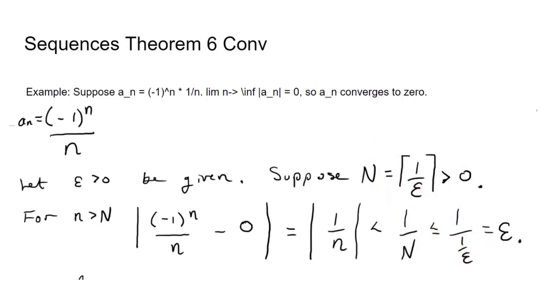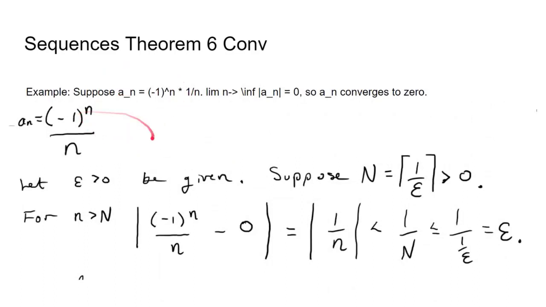And that's the end of the proof at that point, because we showed that for sufficiently large n, the difference of the sequence and the limit value can be made as small as we wish. So then this sequence is convergent. But we could have just used the theorem, right?